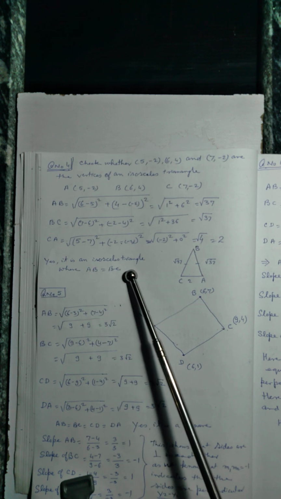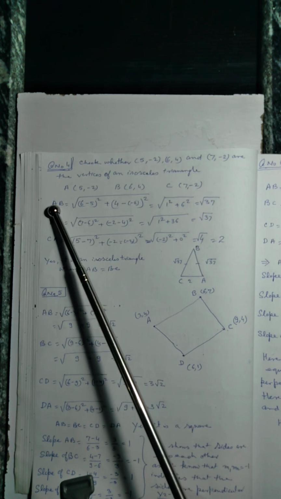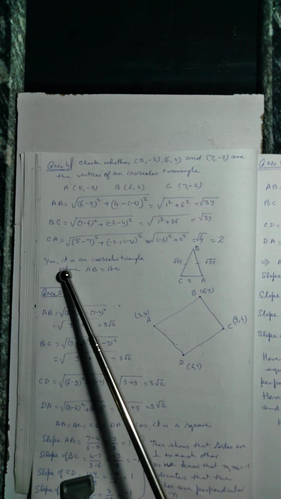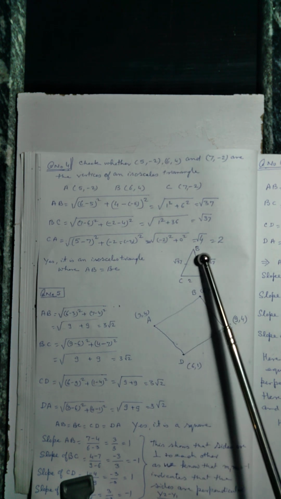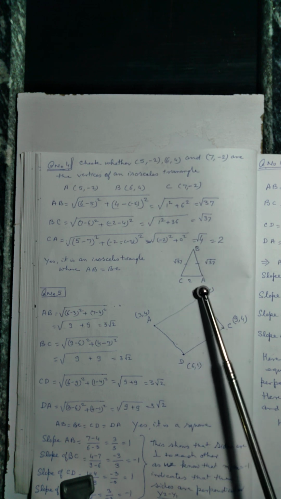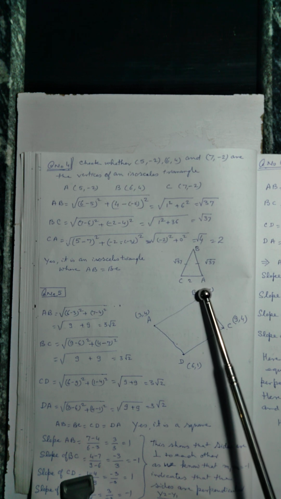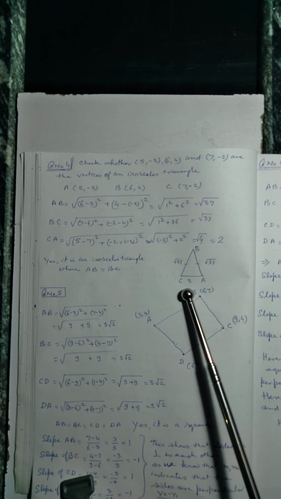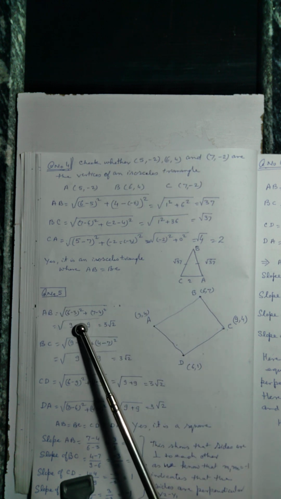Yes, it is an isosceles triangle because AB is equal to BC. Here you see AB is equal to BC, root 37, root 37. I have just drawn the figure for it. ABC is a triangle whose two sides AB is equal to BC and CA is equal to 2. Now proceed to question number 5.